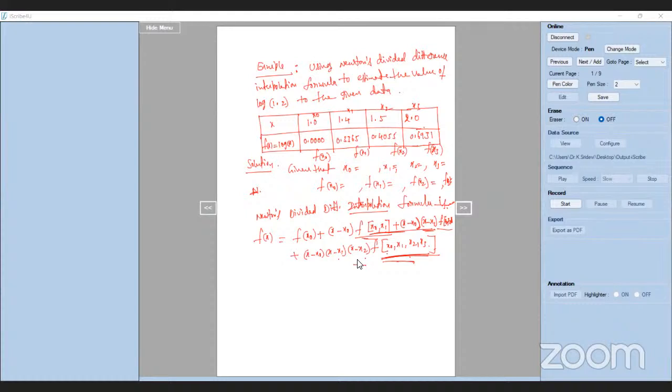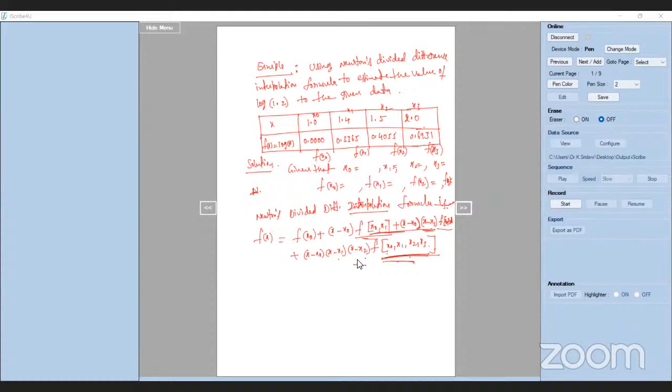Page number 15. 15 and 16, two problems will be there. And 17, one more problem is there. And 19 is there. So from these four problems, definitely one problem will come.